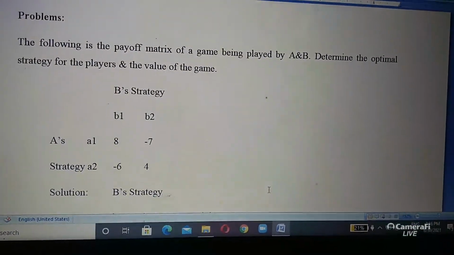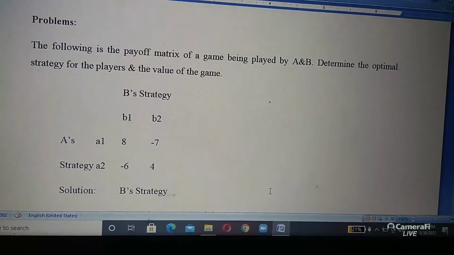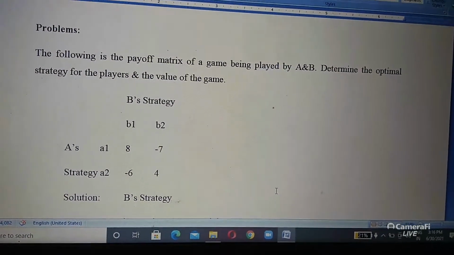So what we have to do, just to remind you of the payoff table, you have to revise the payoff tables also. We discussed the payoff table in the previous classes. You can see it on our channel.